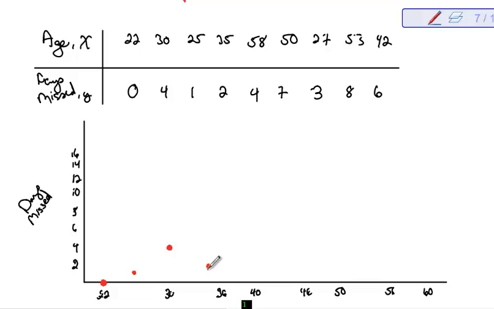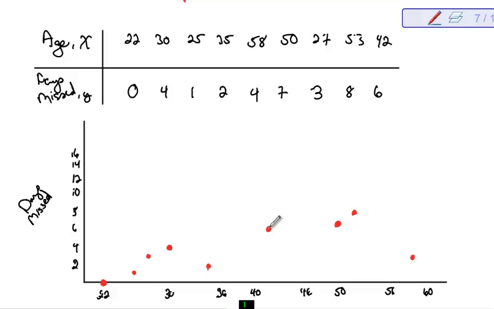Someone that's 58 is going to miss 4 days. Someone that is 50 is going to miss 7 days. Someone that is 27 is going to miss 3 days. Someone that is 53 is going to miss 8 days. And someone that is 42 is going to miss 6 days.